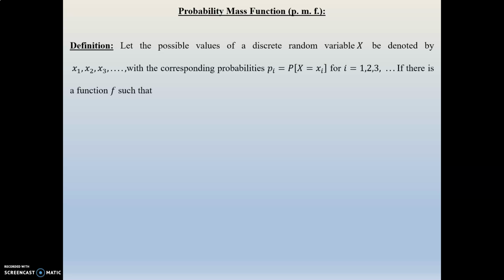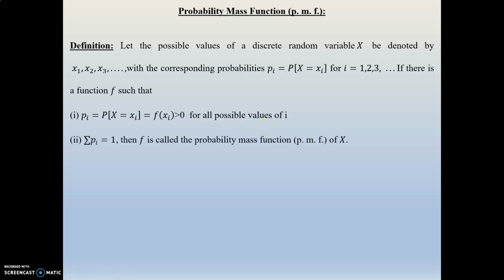Probability mass function. What is a probability mass function? If the possible values of a discrete random variable X are denoted by x1, x2, etc., and the corresponding probabilities are pi, written as probability of X equal to xi for i equal to 1, 2, 3, etc. If there is a function f such that, first condition, all the probabilities pi, that means probability of X equal to xi, that is f of xi, is greater than 0 for all possible values of i.